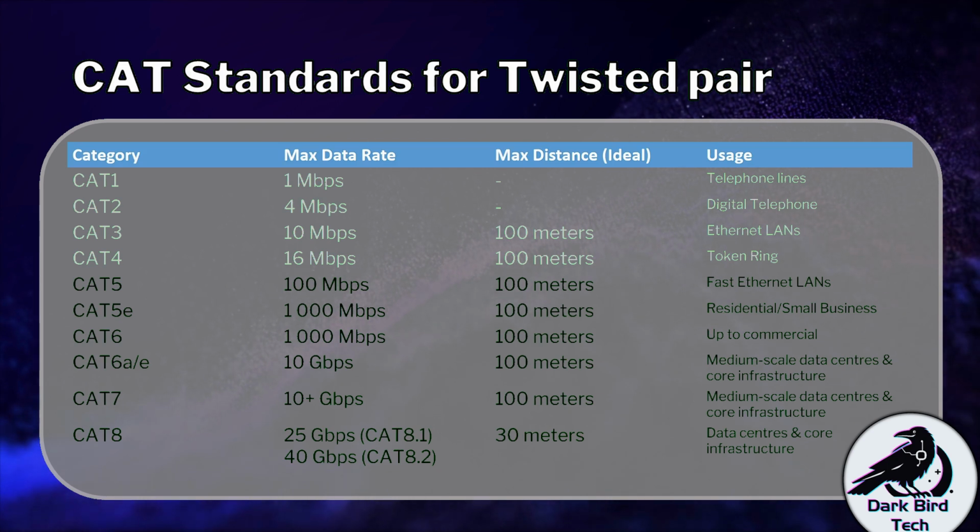CAT 8 has 2 varieties actually. 8.1, which can give us 25 gigabits per second, and 8.2, which can give us 40 gigabits per second. But only up to 30 meters, not 100. But in a data center, or the core of your network infrastructure, 30 meters between devices is still pretty significant.